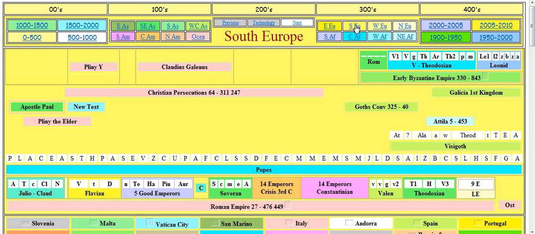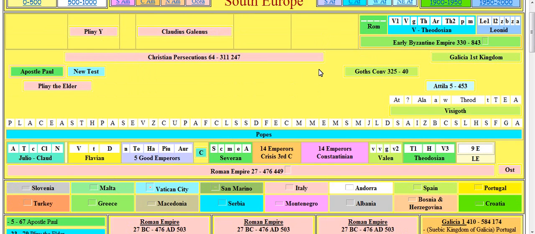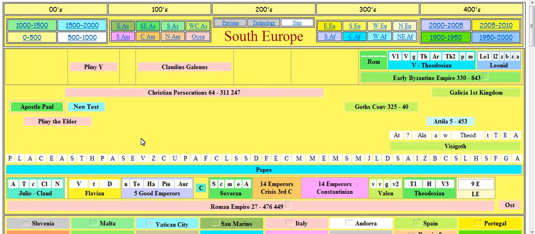So that's here, according to the UN. And South Europe consists of these countries: Portugal, Croatia, Spain, Bosnia, Andorra, Albania, Italy, Montenegro, San Marino, Serbia, Vatican City, Malta, Greece, Slovenia, Turkey. And so here's the traditional timeline, where you can go forward in time.